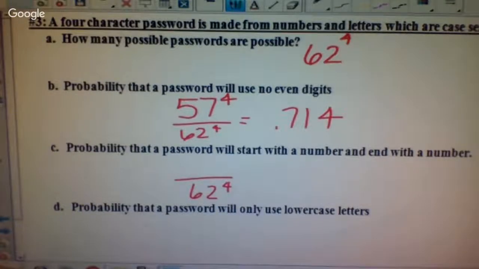Can you just simplify? No, you can't, because Marcus just said the same thing. Can you just do 57 divided by 62 since it's to the fourth? Yeah, but I just tried it, it doesn't work. It's like 57 times 57 and then 62 times. Okay.